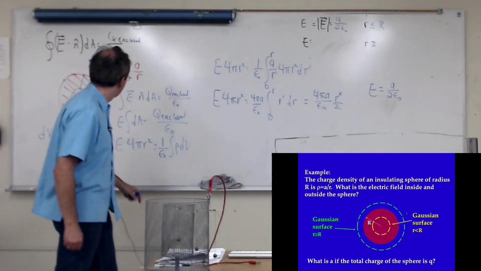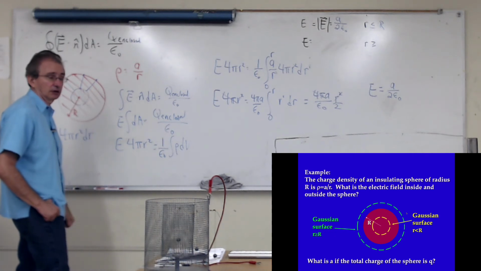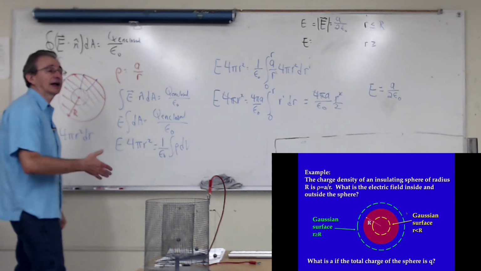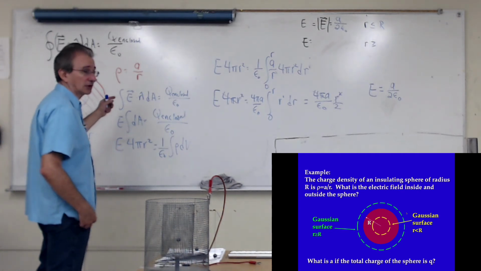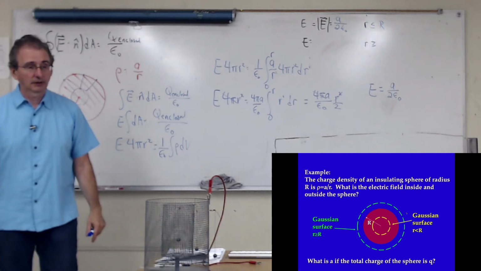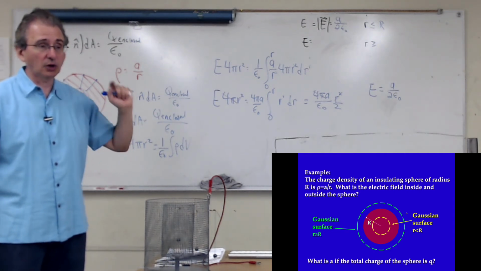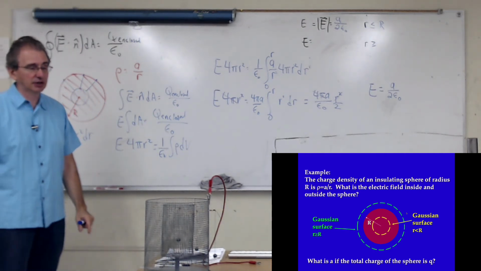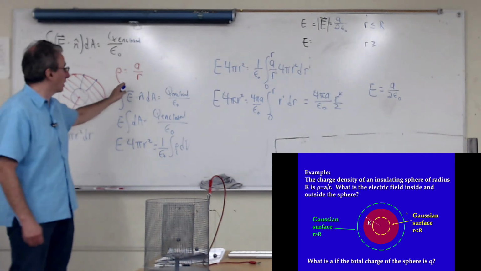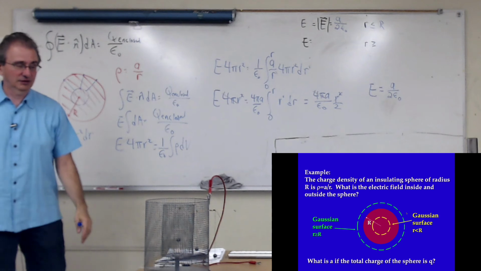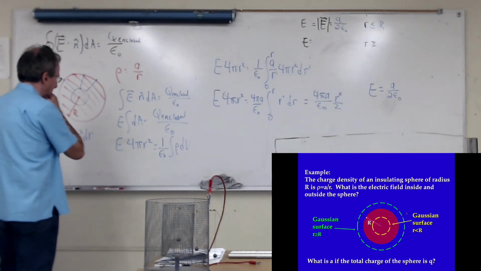And in fact, the field inside is always going to be 1 power higher than the density. The reason why is because the electric field depends on 1 over r squared, but the total charge depends on r cubed. So the field inside is always going to be 1 power higher than the density. So this is 1 over r, 1 power higher, which gives you a constant. So the field inside is constant.